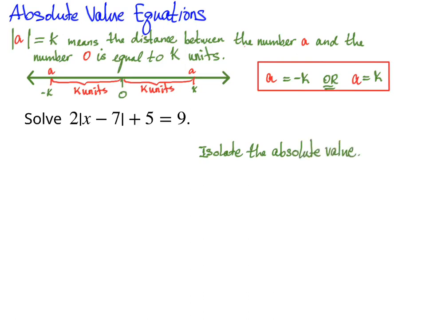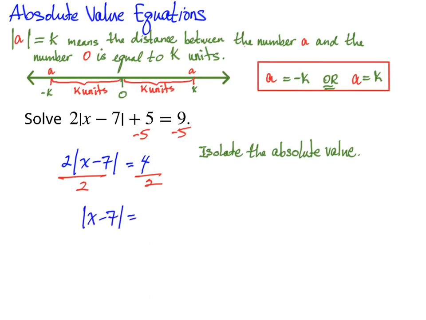So we can get that 5 out of there first by subtracting 5 from both sides. So we're left with 2 times the absolute value of x minus 7 is equal to positive 4. Then to get rid of that 2, since it's a multiplication, a product, we have to divide. So dividing both sides by 2 gives us the absolute value of x minus 7 is equal to positive 2. So now we have what we need. We needed the absolute value of something equal to some positive number, and now we have it.